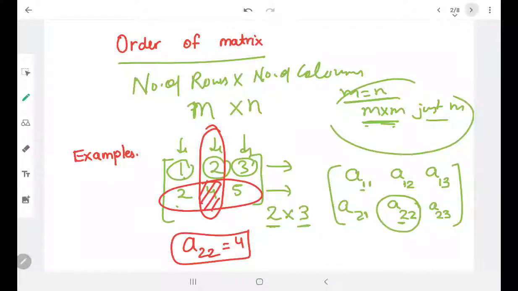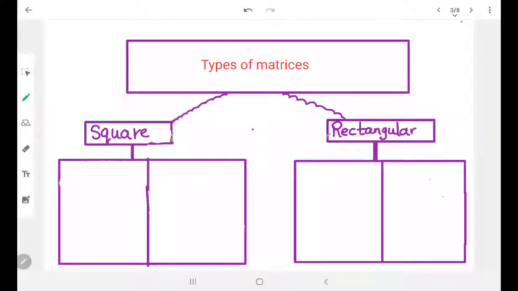Okay, now types of matrices. This is a very basic thing, but it's really important because this is an introductory video about the topic matrices. As we go further, a little complexity will be added to each video. Broadly speaking, there are two kinds of matrices: one is a square matrix and one is a rectangular matrix. A square matrix means the number of rows is equal to the number of columns.